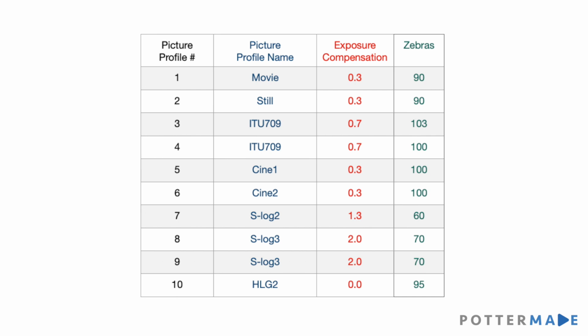So the first thing to understand is that every single one of these picture profiles has to be overexposed with the exception of HLG2, which is picture profile 10. I figured out the perfect exposure settings in my opinion for each picture profile, and I'll leave that in the description so that you can have that information.